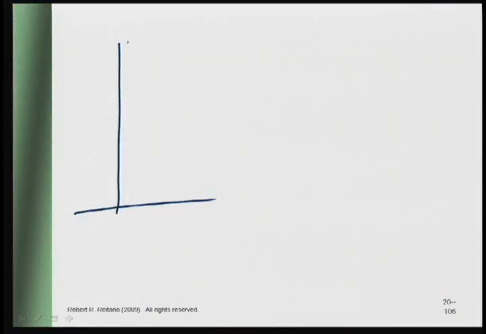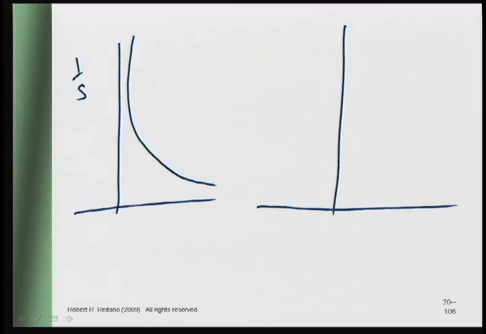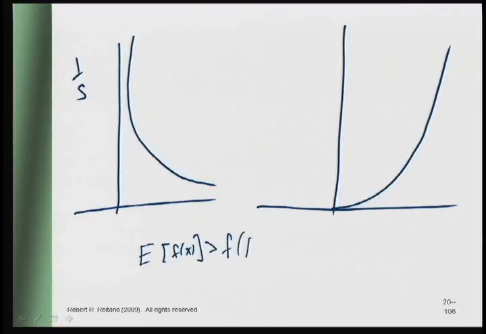If I look at the graph of 1 over S, it looks like this, and if I look at the graph of S squared for positive S, it looks like this. They're both convex. And now, Jensen's inequality says that if I have any convex function, the expected value of f of x is greater than, in general it's greater than or equal to, but because these are strictly convex, it's greater than f of the expected value of x.